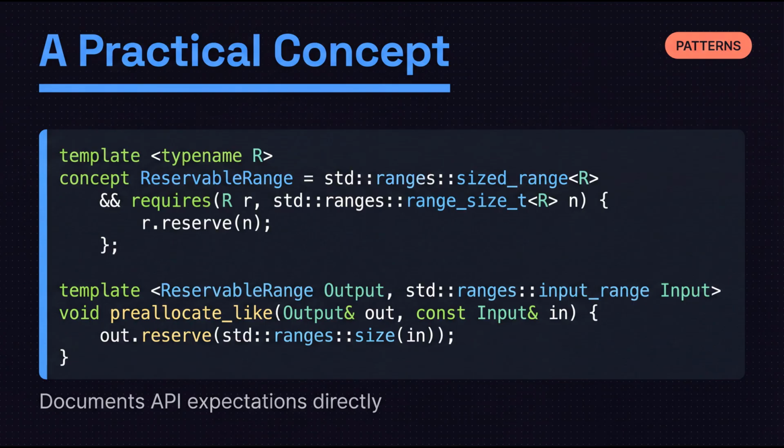The function pre-allocate-like is constrained to reservable range. If you pass a type without reserve, the compiler rejects it immediately with a meaningful message. The concept moves the error to the boundary and documents the requirement.